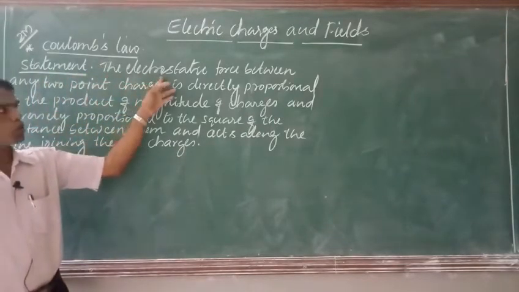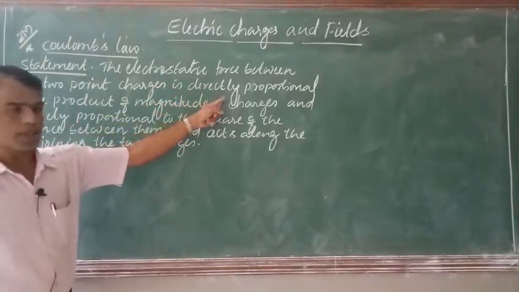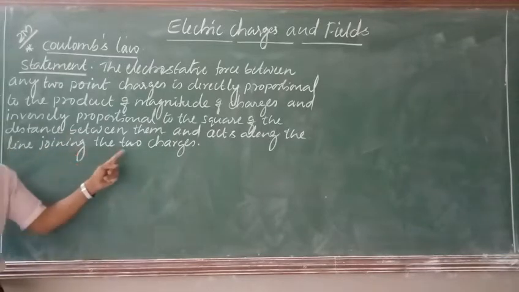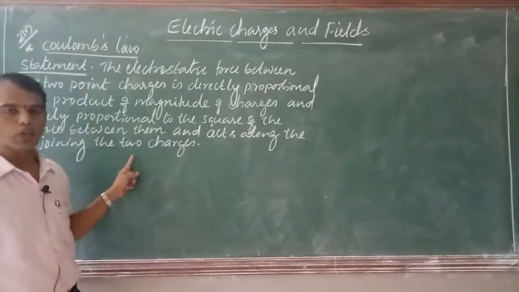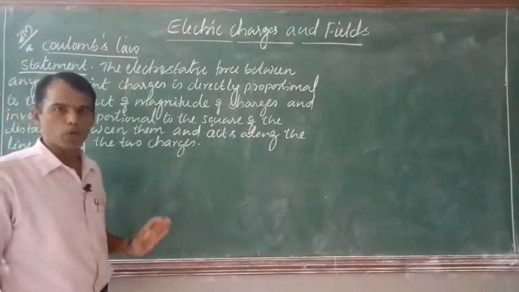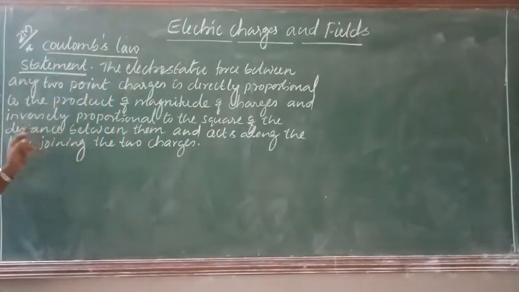The electrostatic force between any two point charges is directly proportional to the product of the magnitude of the charges and inversely proportional to the square of the distance between them, and acts along the line joining the two charges.